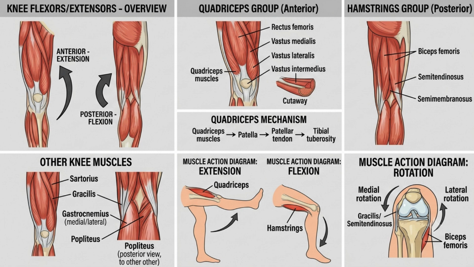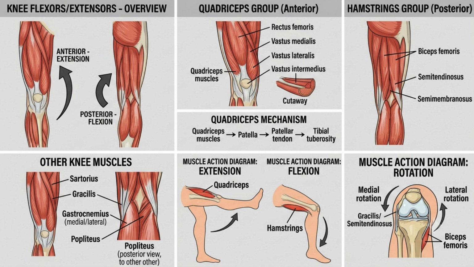Now let's look at the muscular system. The quadriceps form the major knee extensor. Hamstrings are important knee flexors. Other muscles contribute to rotation, stability, and control. The key muscles we'll focus on are the quadriceps, hamstrings, sartorius, gracilis, gastrocnemius, and popliteus. The quadriceps consists of rectus femoris, vastus medialis, vastus lateralis, and vastus intermedius. Together, they extend the knee. Their force is transmitted through the quadriceps tendon to the patella, then through the patellar ligament to the tibial tuberosity.